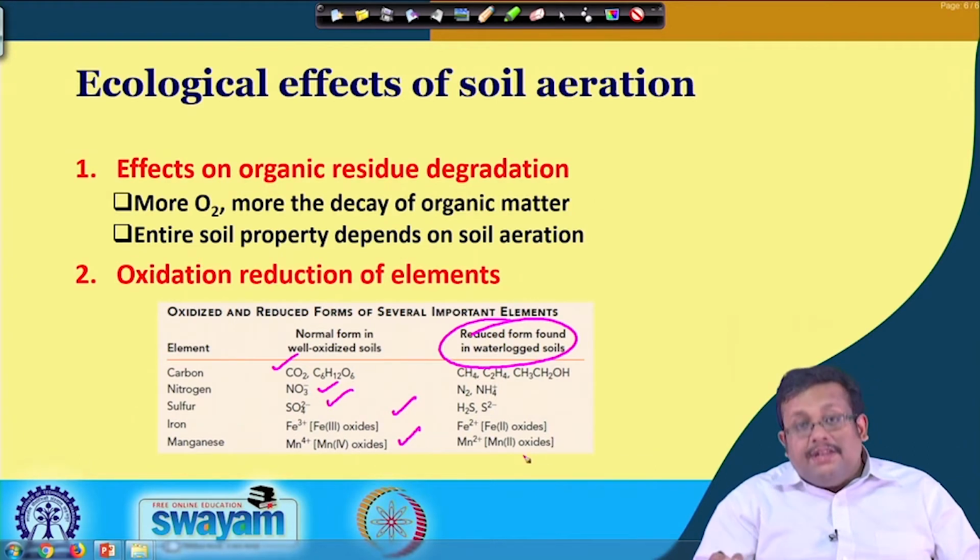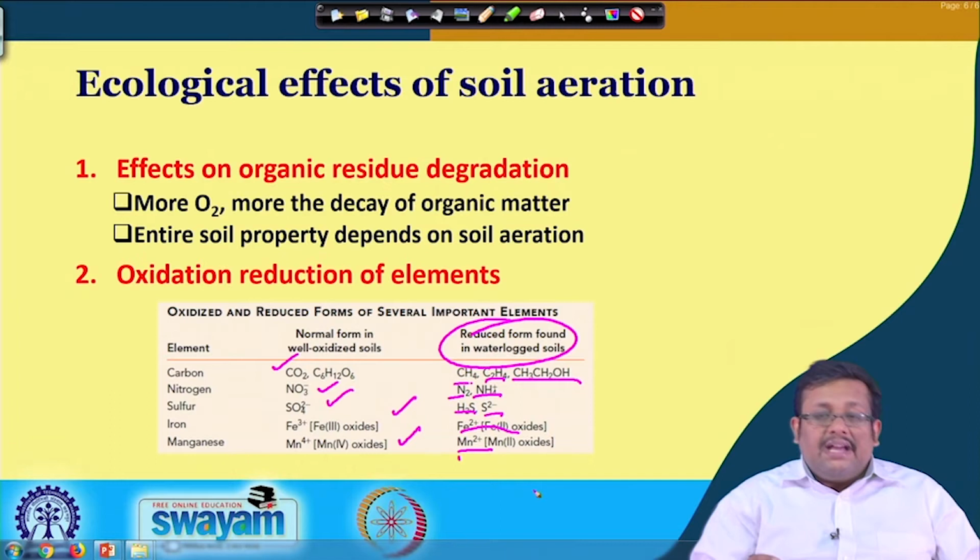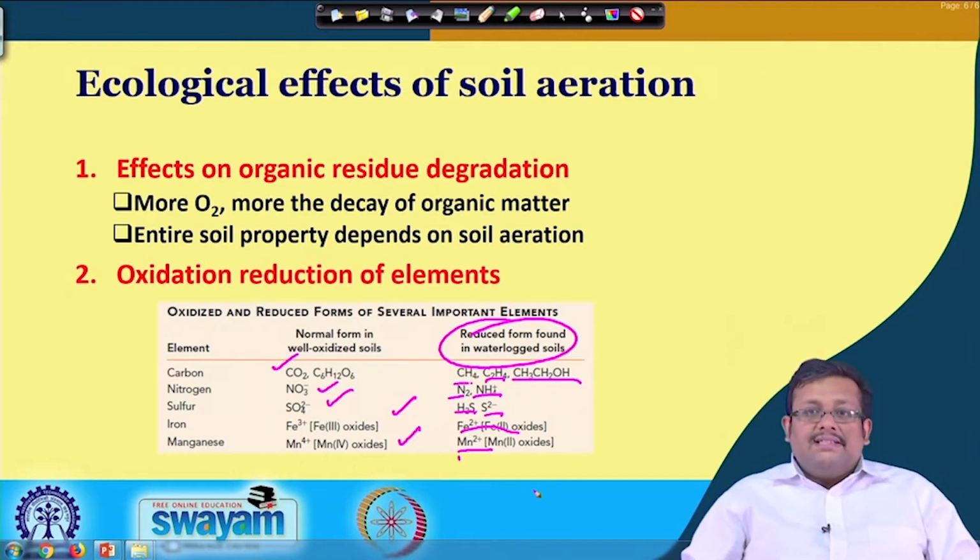Whereas in reduced conditions, these forms change into reduced forms, like methane and ethylene in the case of carbon. In the case of nitrogen, it will reduce to ammonium or elemental nitrogen. In the case of sulfur, it will reduce to either hydrogen sulfide or elemental sulfur, and then Fe3+ will reduce to Fe2+ or ferrous, and Mn4+ will reduce to Mn2+. Sometimes carbon will reduce to ethyl alcohol also. So you can see these are the different forms present as a result of the aeration status in the soil.